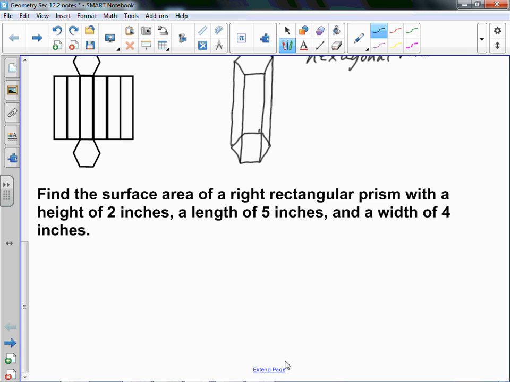The next one says, find the surface area of a right rectangular prism with a height of 2 inches, a length of 5 inches, and a width of 4 inches. So anytime that you're asked to find a surface area or something of a prism, sometimes it's helpful to kind of draw it, give yourself a little bit of a reference to look at.